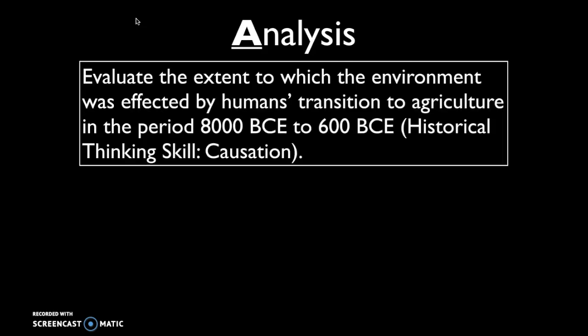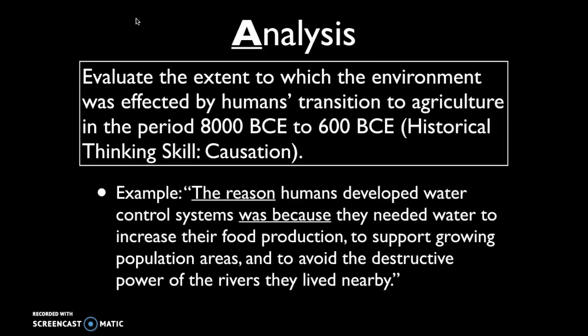Now let's look at this one again. Evaluate the extent to which the environment was affected by humans' transition to agriculture. So if I were to write analysis, I might write something like this. The reason humans developed water control systems was because they needed water to increase their food production, to support growing population areas, and to avoid the destructive power of the rivers they lived nearby. So force yourself to write analysis by writing the reason for whatever your cause or whatever your effect was, and try and answer that question.